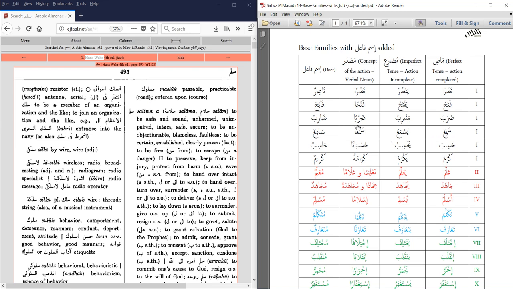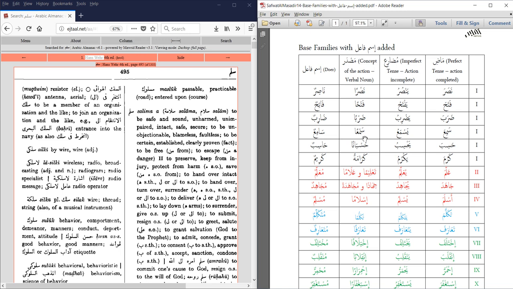Then the masdar is going to be different again. For this word, it's salamatun, and then there's also salam. So it has two masdars. Some words have two masdars, and you just figure out the masdar by looking it up in the dictionary. So how would we translate this? Salima, he was safe, sorry about that. Yaslamu, he is safe. And salamatun or salamun, meaning to be safe.